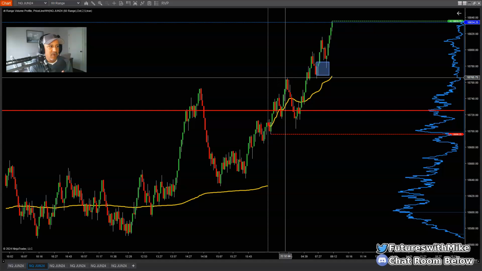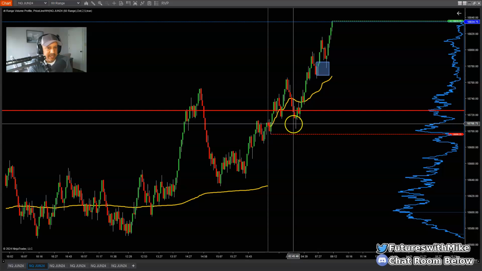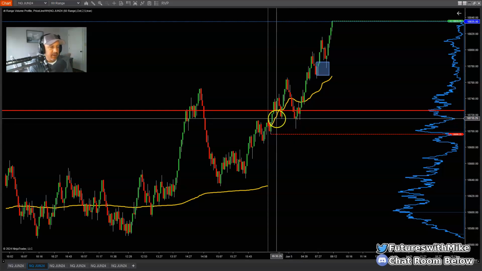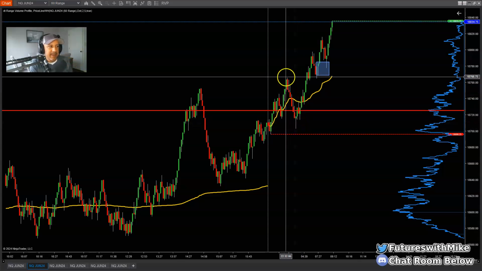And where we're going to aim for right here at the top end, because we didn't get a break and close of a candle to the downside where it started taking out and closed below the low right here. It just wicked that area, grabbed liquidity, broke back to the upside, and came back and pushed higher.